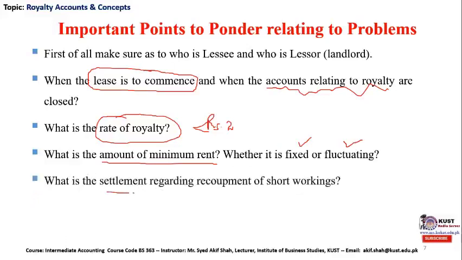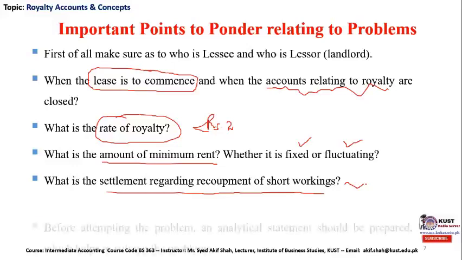What is the settlement regarding recoupment? Like how many years are provided in the lease agreement to recoup the short working. Further, short working may also have a fixed or fluctuating rate. Like it could be fixed for only the first 2 years, or it could be a fluctuating deal between lessor and lessee. Like in any particular year, if the royalty is less than the minimum rent, then in the subsequent 2 years, let's suppose, the lessee may recoup the short working. Such a condition is known as a fluctuating recoupment condition.